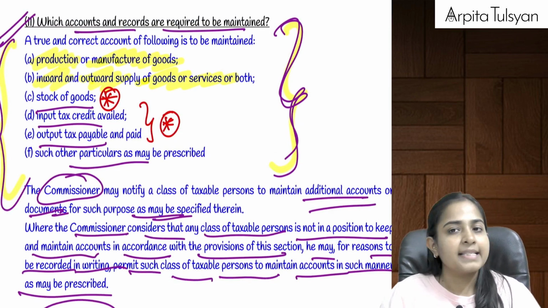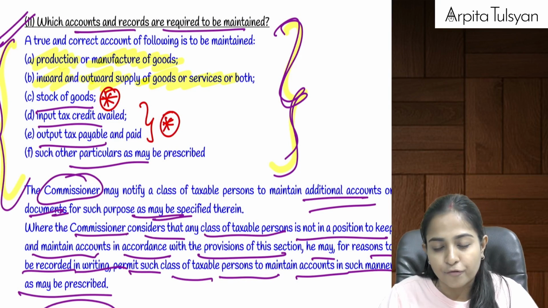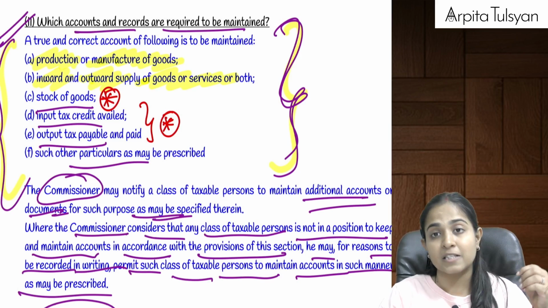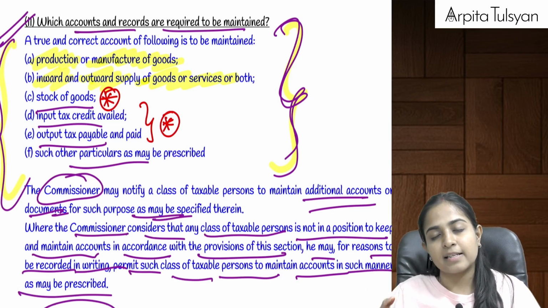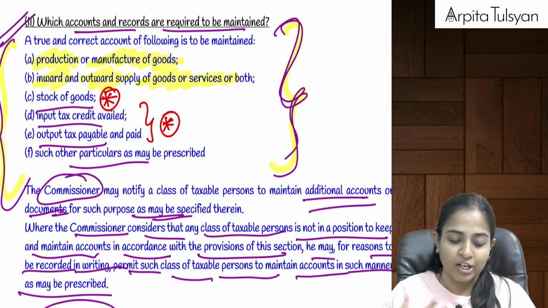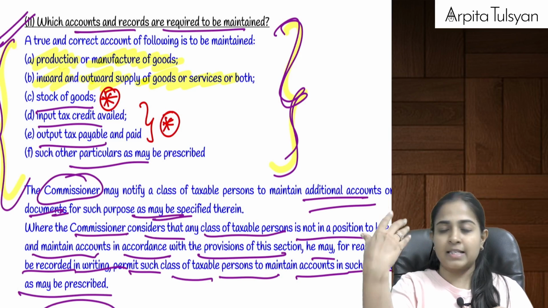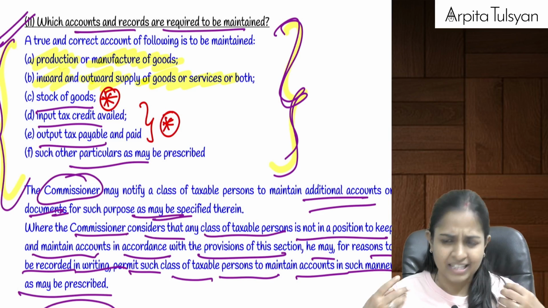Now, what all things are we required to maintain? Definitely we have to maintain the details about stock of goods. We have to maintain the details about taxes paid, input tax availed, output tax payable. Then we have to maintain the details about the quantity of goods, production or manufacture of the goods, inward supply of goods and services, outward supply of goods and services, and such other details.